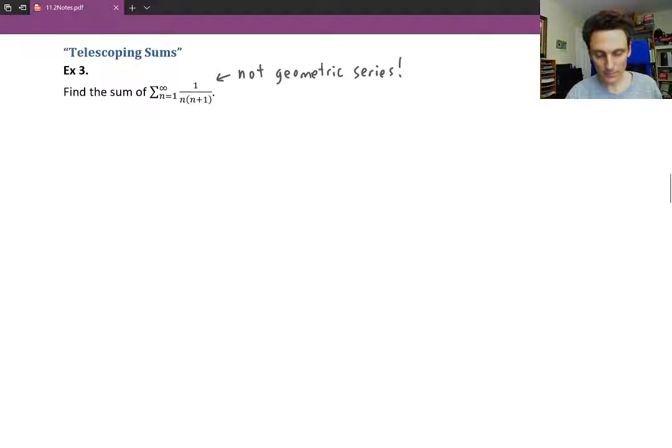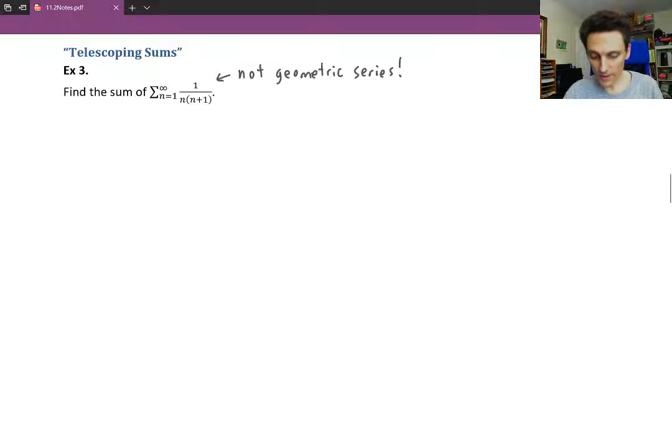But it's not geometric because it's not in the form ar to the n minus 1, and there's no way that you could put it in that form. The n's are not in the exponents, they're just down in the bottom of the fraction. Also, you're not really multiplying to get from one term to the next. If you wrote out these terms, you can realize that there's no way that this is a geometric series. You're not always multiplying by the same number to get to the next number.